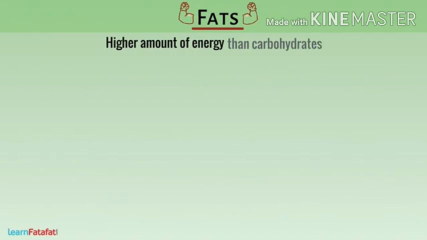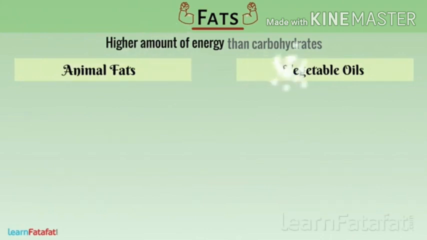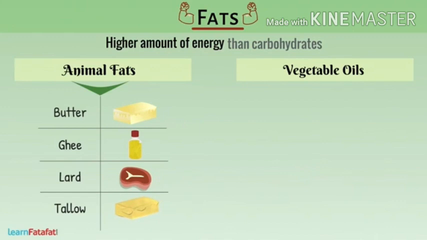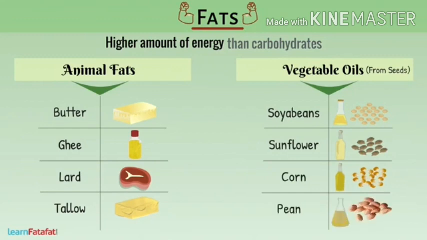Fats. These can produce a higher amount of energy than carbohydrates. Basically, these are of two kinds: animal fats and vegetable oils. Animal fats include substances such as butter, ghee, lard, tallow, etc. Vegetable oils include substances produced from seeds such as soybeans, sunflower, corn, peanut, etc. are examples of vegetable oils.